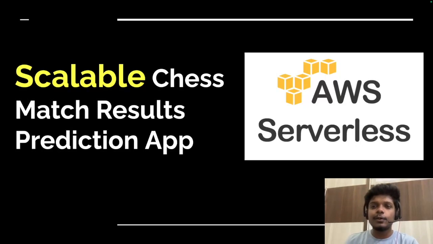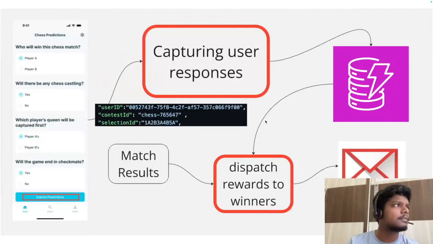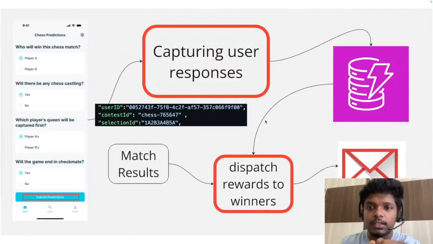Hi, this video is going to be about AWS Serverless and how we should go about developing AWS Serverless solutions. One use case I'm going to present in this video is a scalable chess match results prediction application. The use case goes something like this: suppose a chess match is about to happen.